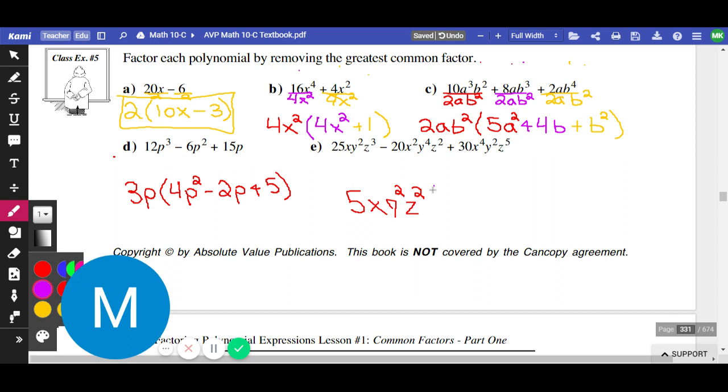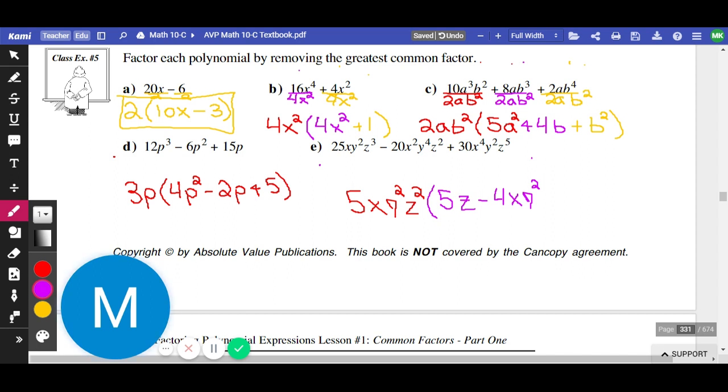Then I put a bracket, and I put my leftover inside the bracket, right? What happens when I divide it away? When I divide it away, I'm going to be left with 5z from the first term. The x's will cancel, the y's will cancel. Looking at the second term, I'm going to be left with minus 4xy squared. And the z's completely canceled out.